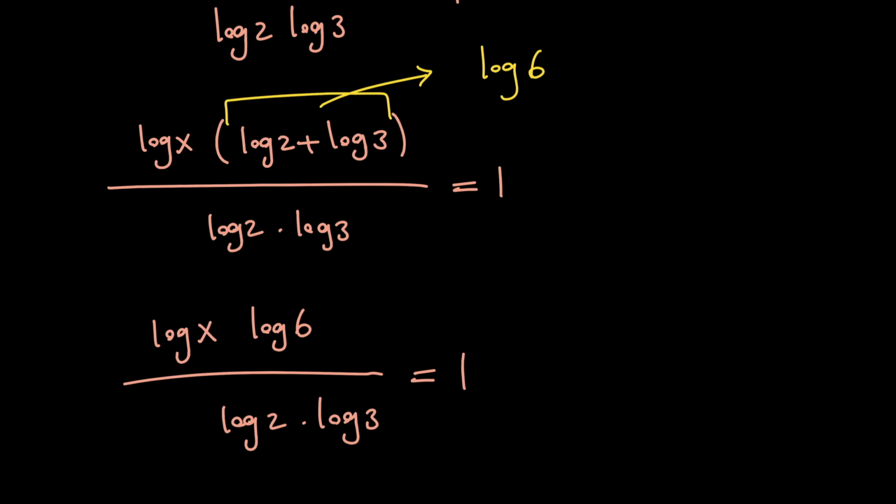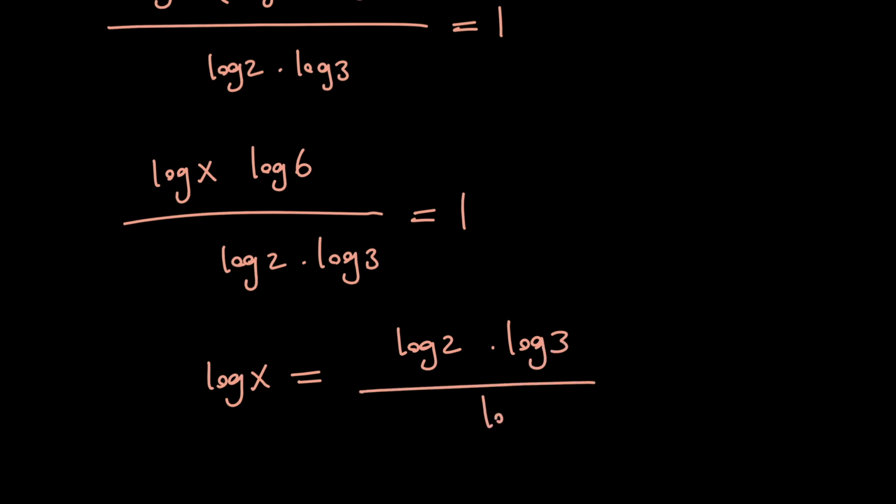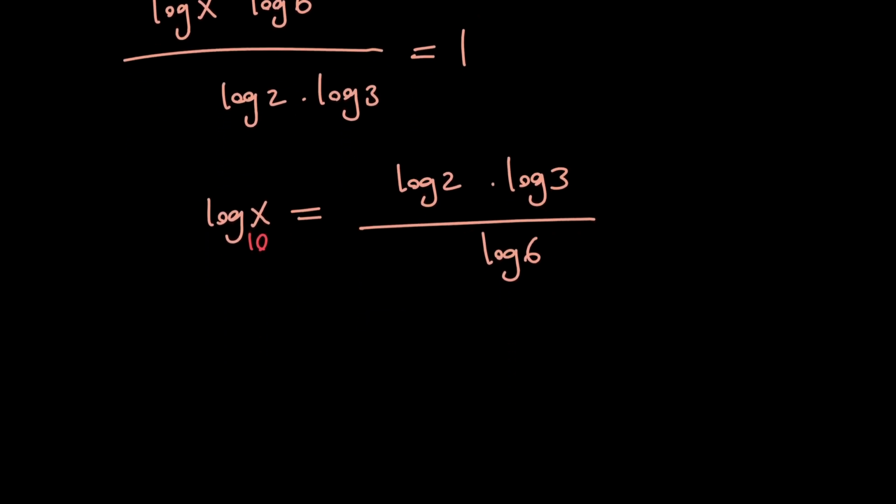Now, in order to isolate log x, we need to multiply both sides by the reciprocal of this fraction. If you do that, we're going to have log x equals log 2 times log 3 divided by log 6. Cool. Now, notice that the base here is 10, which means that by the definition of logarithm, I can solve for x. And if I do that, we're going to have x equals 10 to the power of log 2 times log 3 divided by log 6.